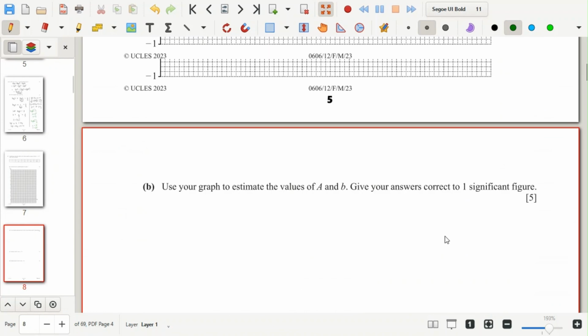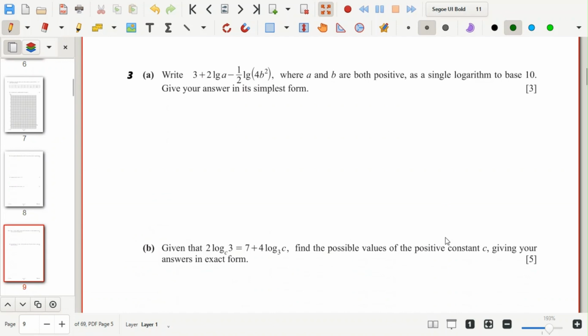Now let's move to another question. Oh, I can see a single logarithm. So let's try this. Before you try this, can you pause the video and try this yourself and see whether you can solve it? All right. So I believe you tried it. Now let's see whether we will get the same answer.